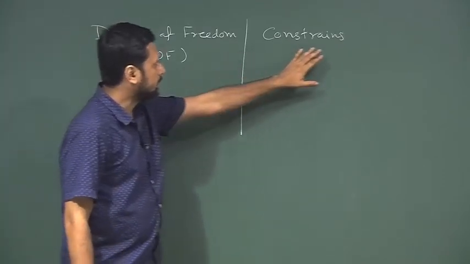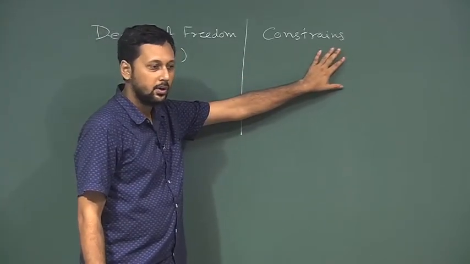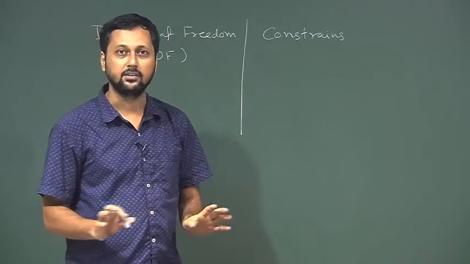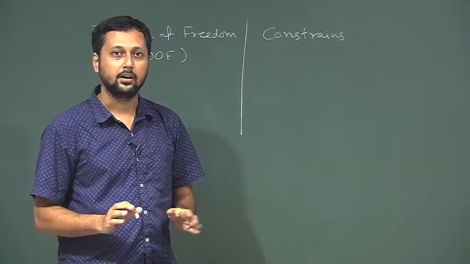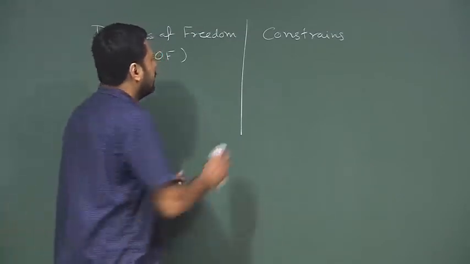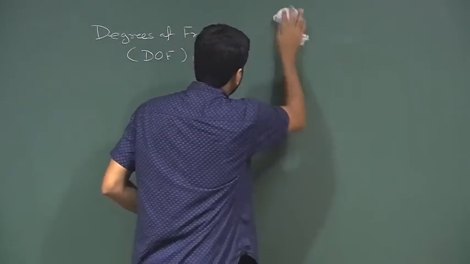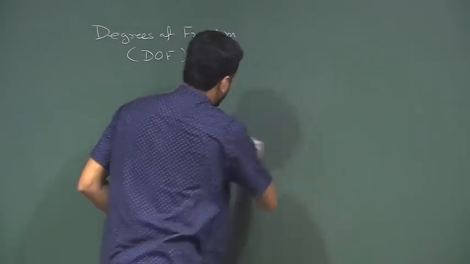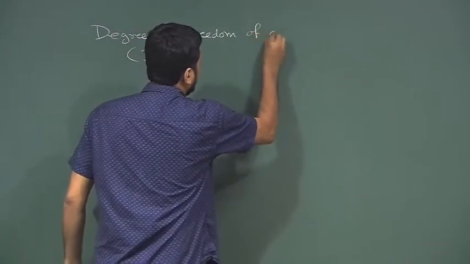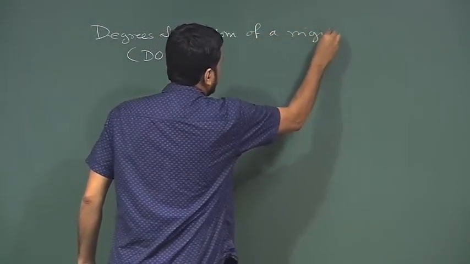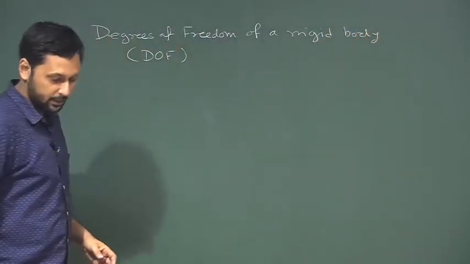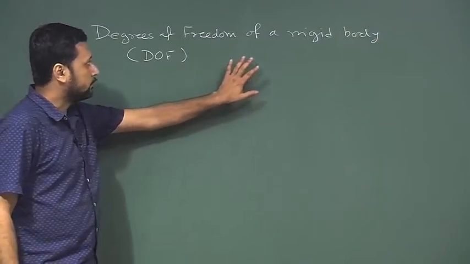Constraint is something that we are not going to discuss right now, but later on, when we will be discussing Lagrangian dynamics, we will have a very detailed discussion of types of constraints and how to remove the constraint forces, and so on and so forth. So, right now let us focus on the dynamics of a rigid body. So, degrees of freedom of a rigid body, this is our point of focus currently.